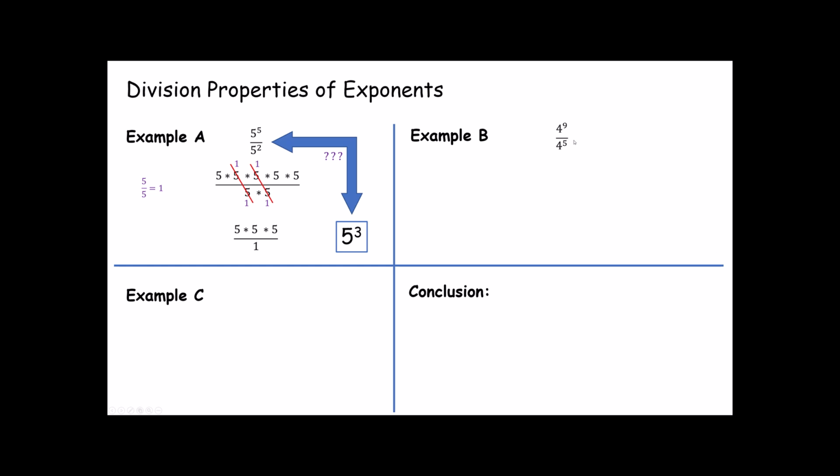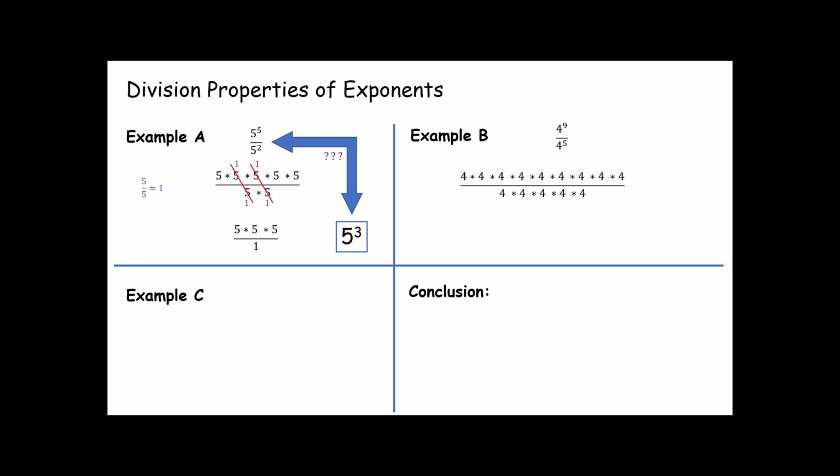I'm going to go ahead and do this out the long, painful way to show you that mathematically it makes sense, and then we're going to see if your rule holds up. Notice the numerator is 9 fours multiplied together. The denominator is 5 fours multiplied together, so in expanded form it looks like this.